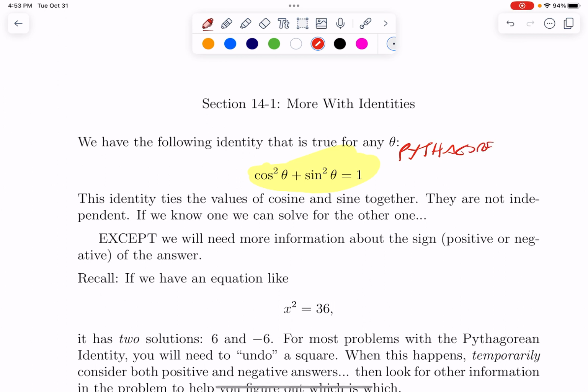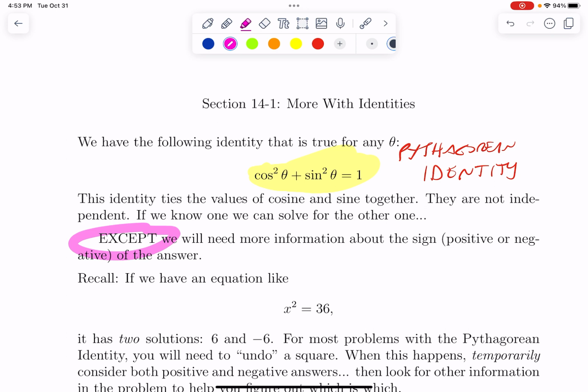What's so important about this is that it tells us how sine and cosine are related to each other. If I know cosine, I can put it into this equation and solve for sine. If I know sine, I can put it into this equation and solve for cosine. If we know one, we can solve for the other one. But there is some fine print here.